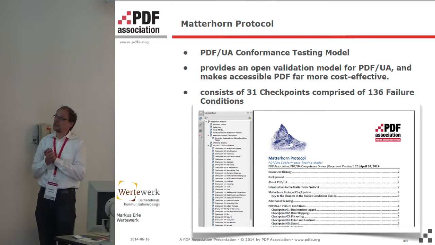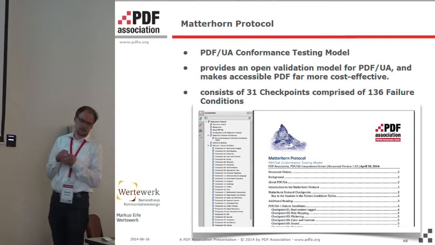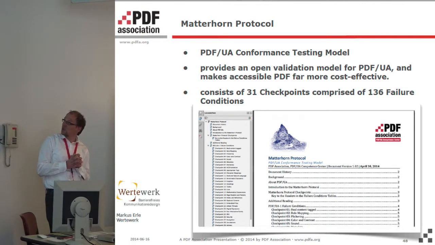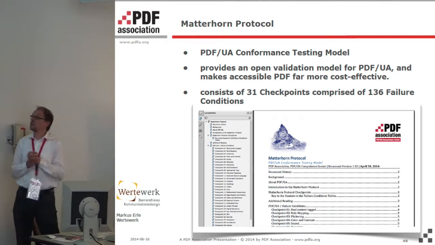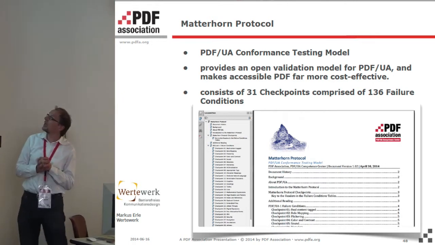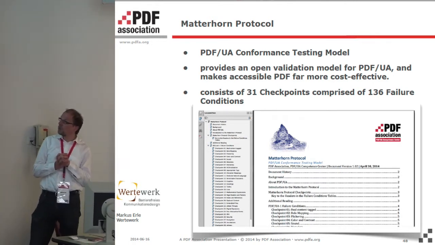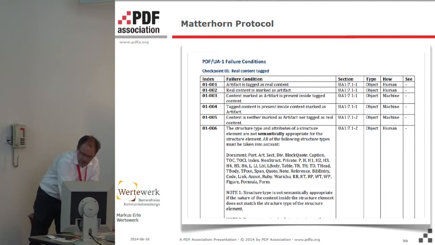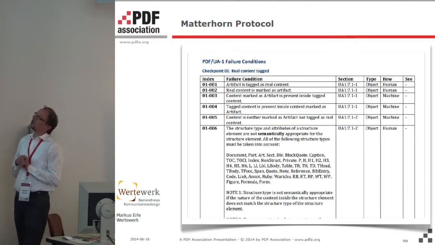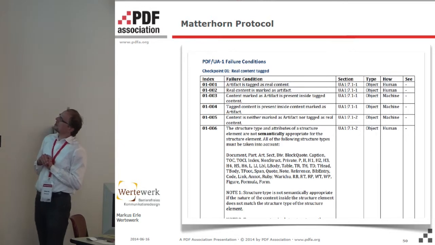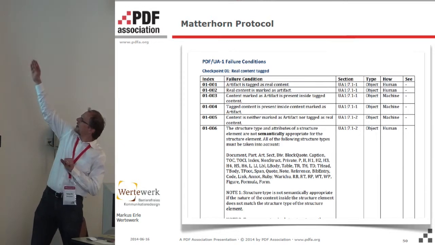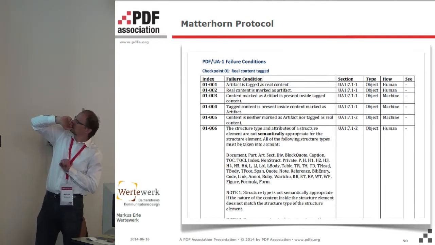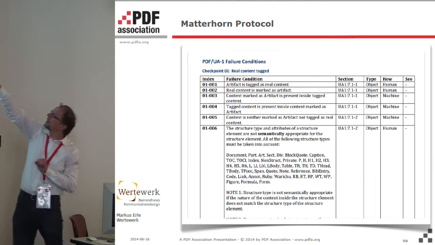The PDF Accessibility Checker 2 is an implementation of the Matterhorn protocol. And the Matterhorn protocol is the PDF UA conformance testing model. There are 31 checkpoints in it, and they have over 100 failure conditions. Let's have a look at an example. Here, checkpoint 1, real content tagged, and you see for this checkpoint there are some checks, some human checks, some machine checks, and let's have a look at the example.